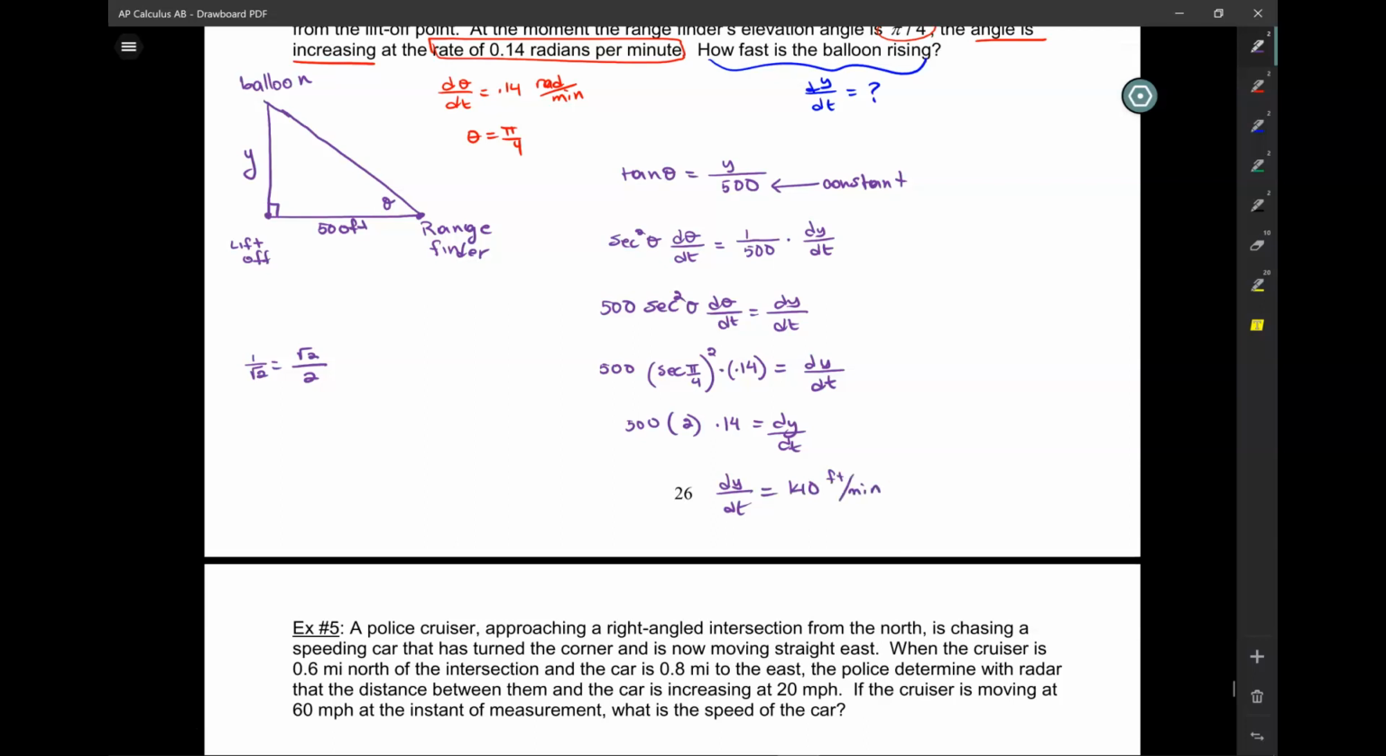Okay? Right, because it's like 1 over 500 times y. So if it was 3y, you would have done 3 times dy/dt. Or 1 over 500 times dy/dt. Okay? So the balloon is moving upwards at a rate of 140 feet per minute, which is reasonable, right?